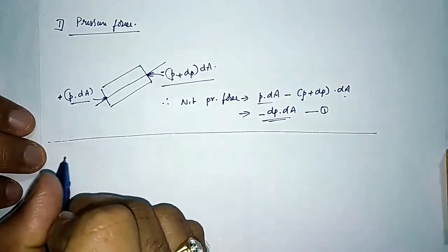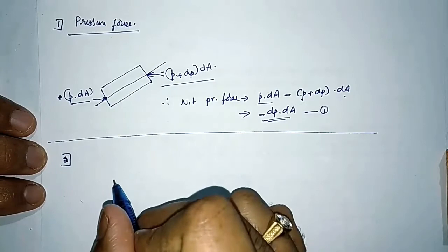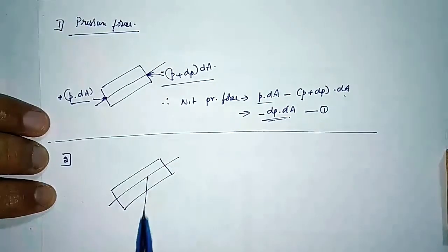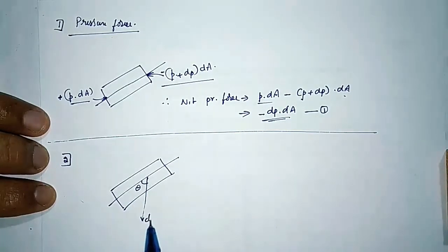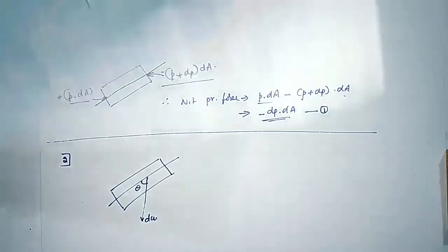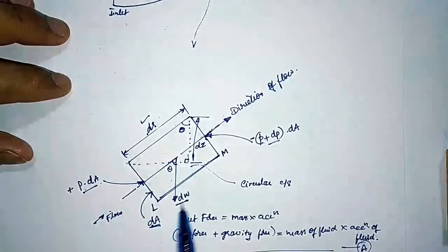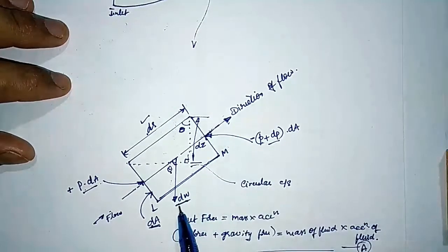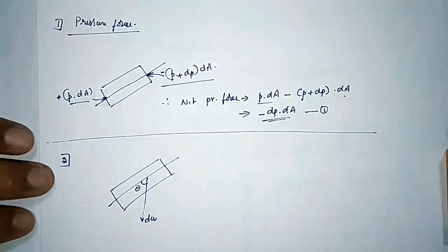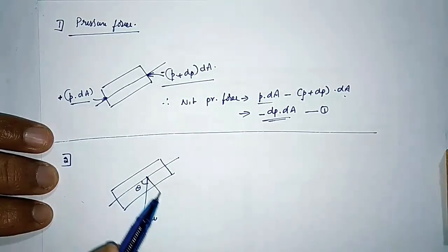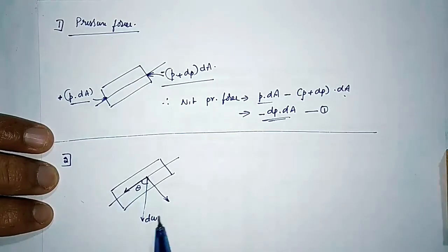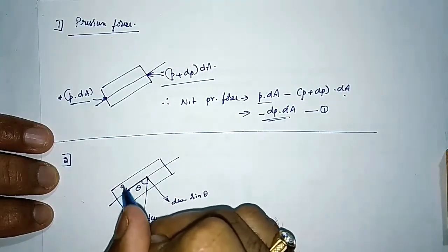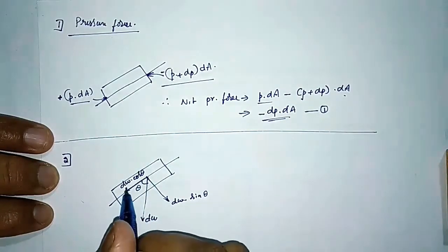Now next is gravity force or body force. Again I am drawing the same diagram with body force which is acting in the downward direction with theta as the angle of inclination with respect to direction of flow. In this diagram also you can see dW is acting downward with theta as the angle. dW is the total weight of the fluid element, but we need dW in the direction of flow, not in the downward direction. So we resolve this dW into two parts. One is dW sin theta and second is dW cos theta. dW cos theta is acting in the direction opposite to the direction of flow, so it is negative.